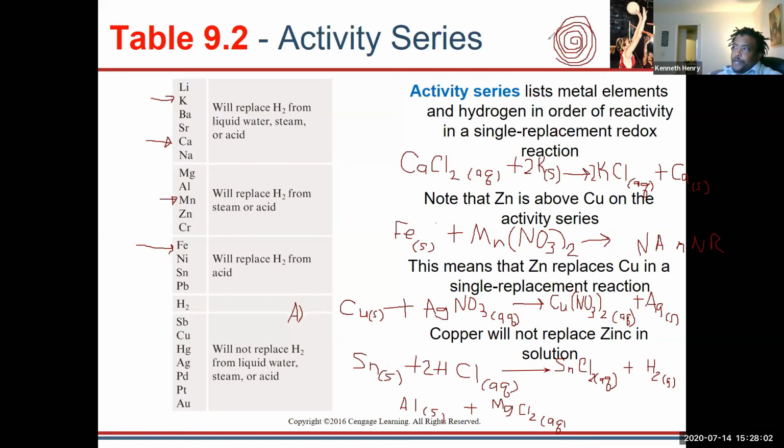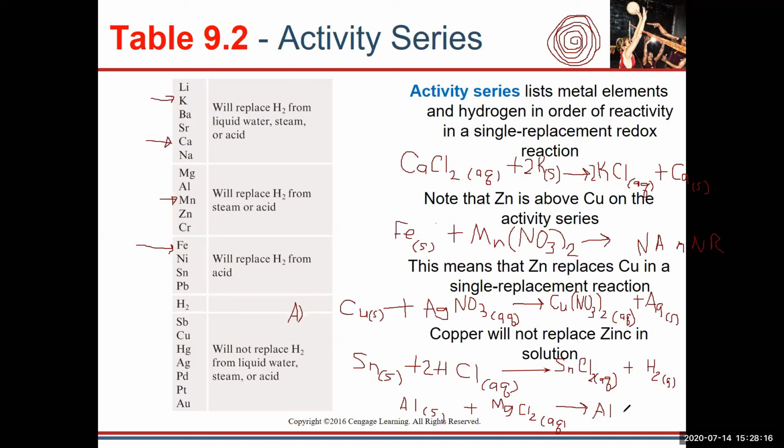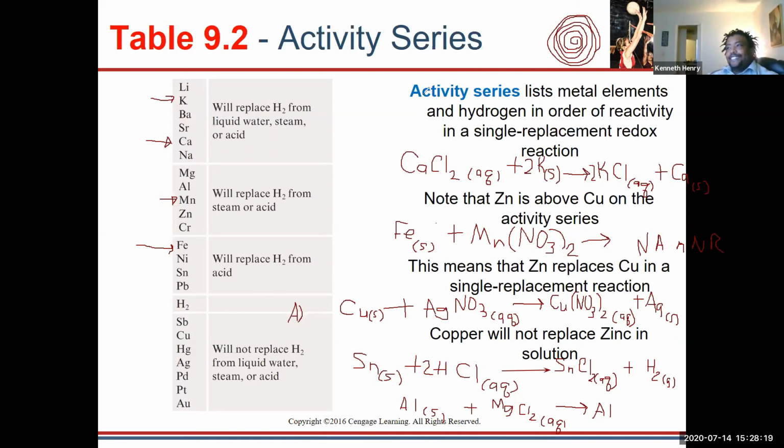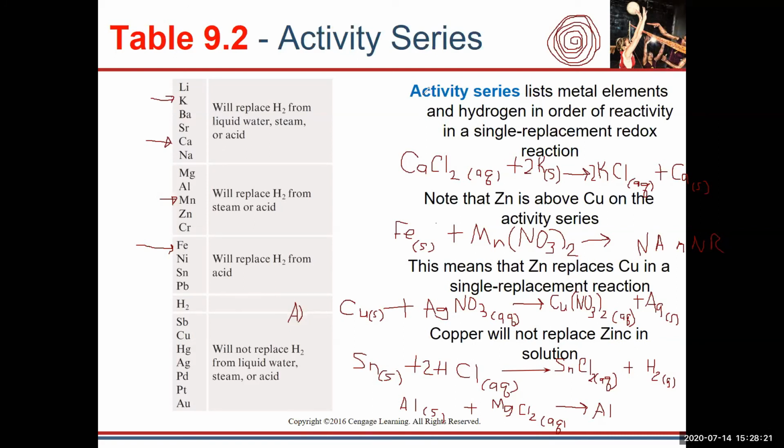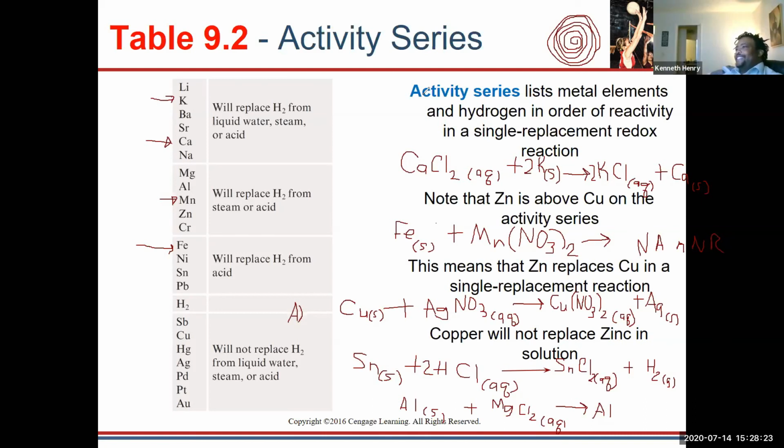Aluminum chloride. So you say aluminum chloride? Uh-huh. Do you guys all agree? I thought you couldn't do that. Why not? Because the Al is lower than the Mg. That is correct. Oh, okay. So, NR. Okay, piece of cake.